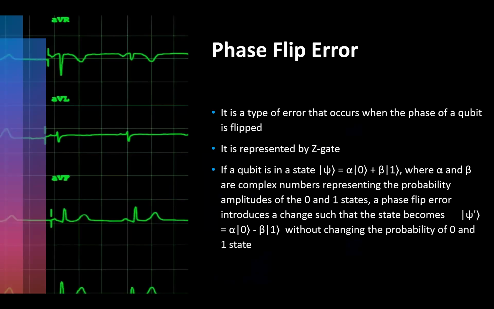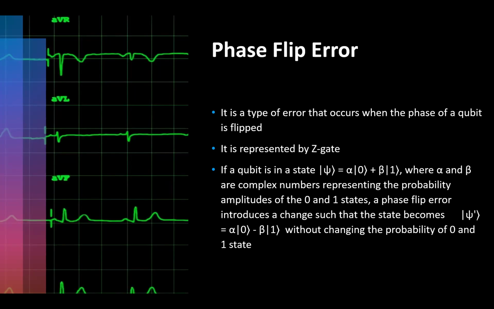Similarly, we have phase flip error. A phase flip error is a type of error that occurs when the phase of a qubit is flipped, which means, like, we have a 0 state. During a phase flip error, it becomes minus 0. So state 0 becomes minus 0 state. It is represented by the Z gate.